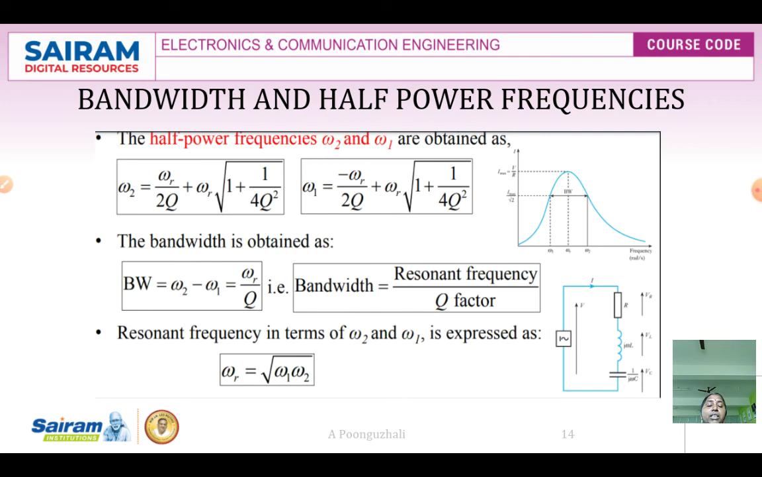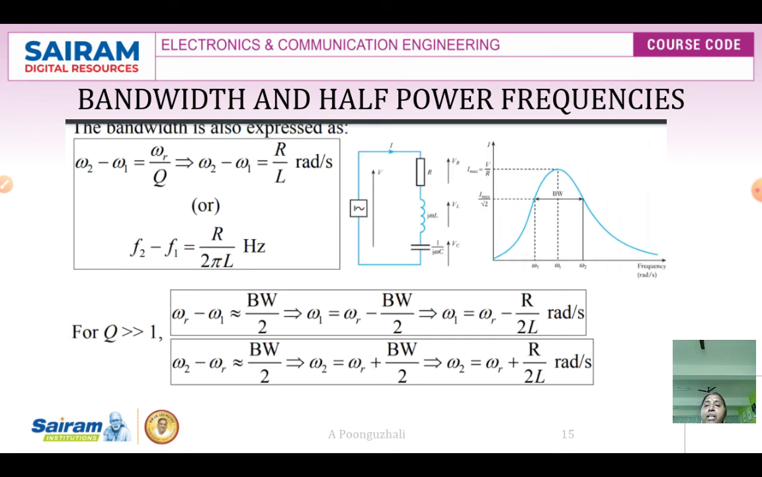The resonant frequency in terms of W2, W1 is going to be WR equivalent to square root of W1 W2. So the bandwidth can also be expressed as W2 minus W1, and if I substitute the values of WR, which is 1 by root LC, and Q, which is WR L by R, and simplify it, it is going to be R by L radians per second. Or I can write F2 minus F1 is equal to R by 2 pi L hertz. If it is in angular frequency omega, we call the unit radians per second. If it is in frequency, we call the unit hertz.